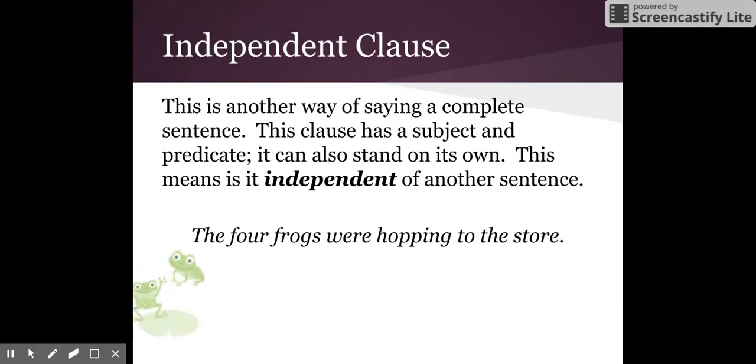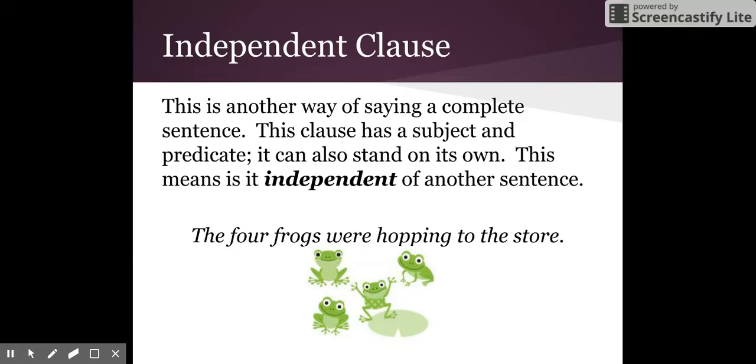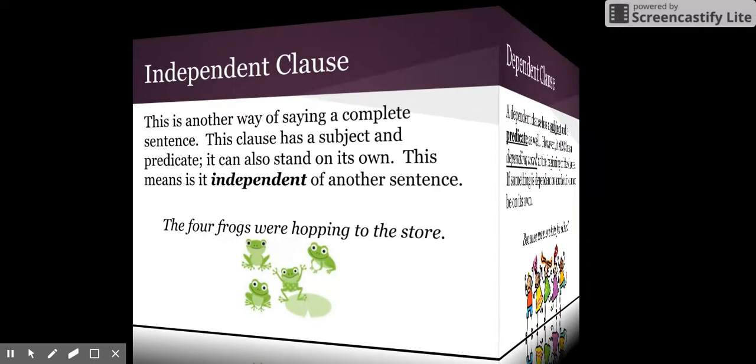If something is independent, it can stand on its own. It's a way of saying a complete sentence. So the clause below has a subject and a predicate, which is true, which makes it a clause, and it can stand on its own. So if you went up to someone and said it, the 4 frogs were hopping to the store, it makes sense. It might be kind of a kooky sentence, but that's okay. So it's independent of something else. It doesn't need anything else to work.